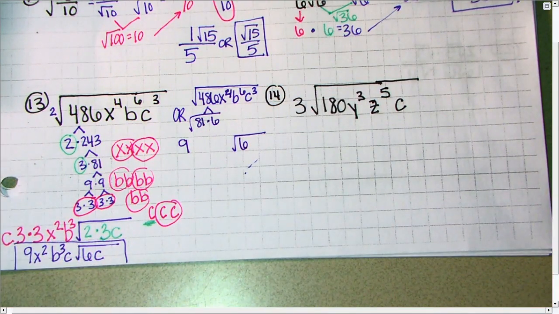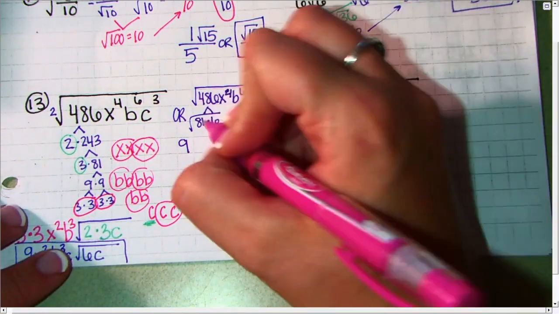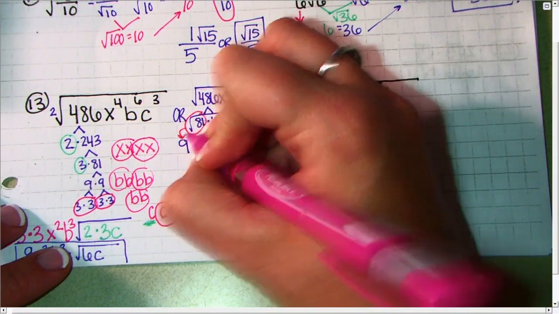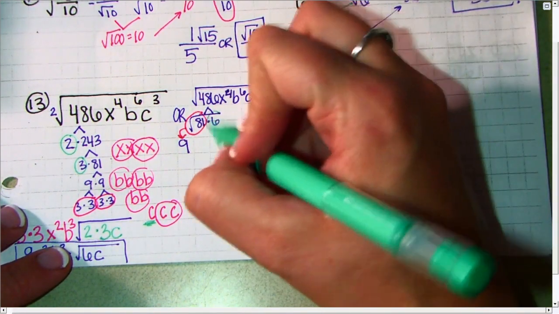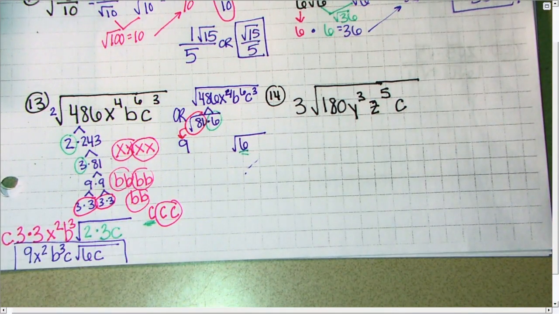That's all you do. Like, that's it. This square root of 81 is free. The square root of 6 is stuck underneath. That's all you have to do. Now, we did get to that answer. It took us a little longer, but we did get there.